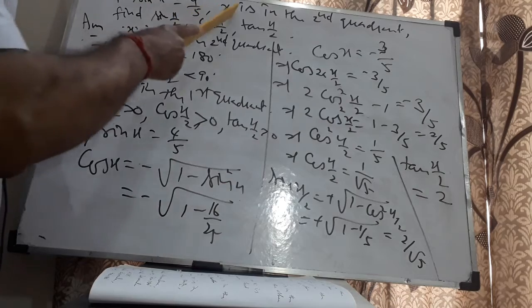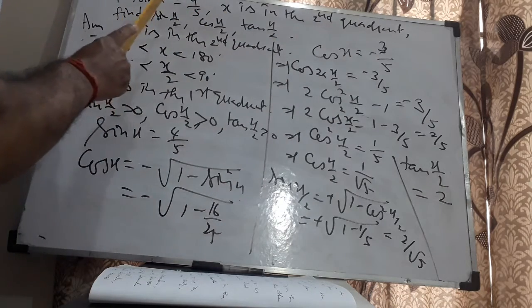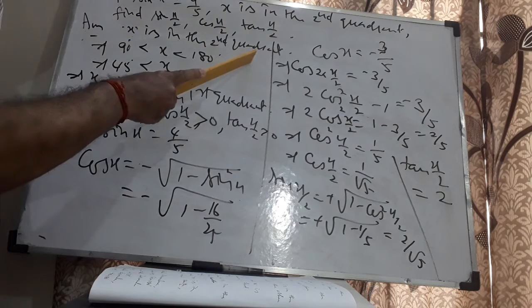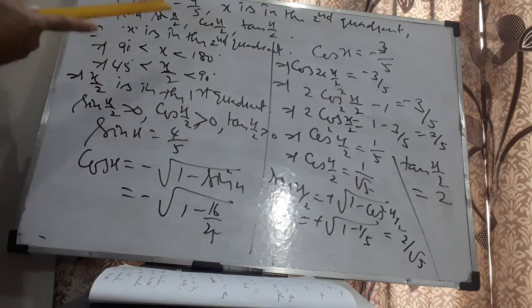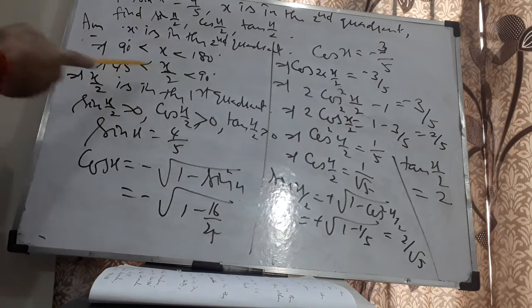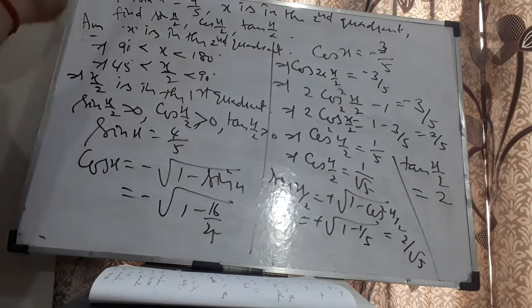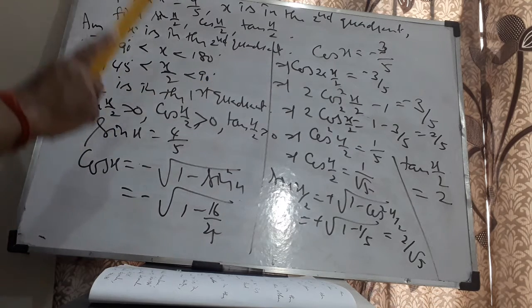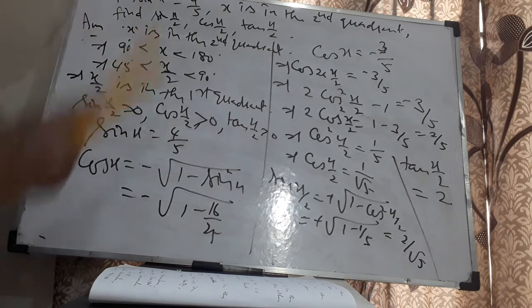Sin x is 4 by 5, x is in the second quadrant. Find sin x by 2, cos x by 2, tan x by 2. X is in the second quadrant, therefore x will be between 90 degrees and 180 degrees. Division by 2 tells you x by 2 is between 45 degrees and 90 degrees, second half of the first quadrant. Therefore, x by 2 is in the first quadrant, so sin x by 2, cos x by 2, and tan x by 2 are all positive.